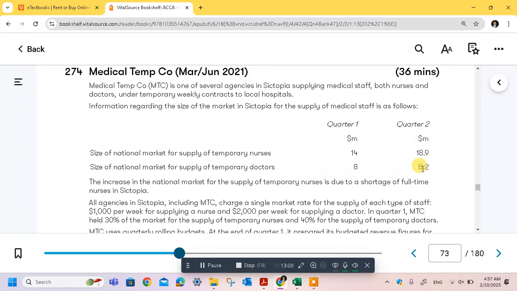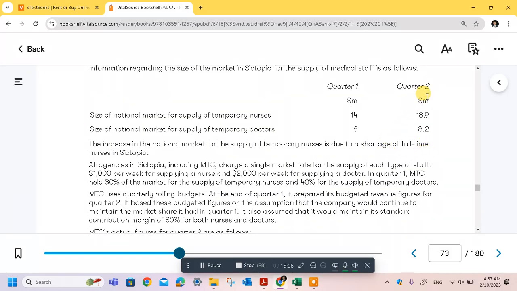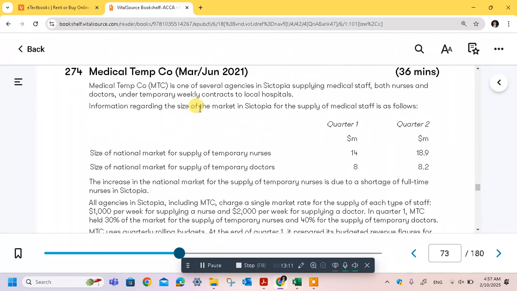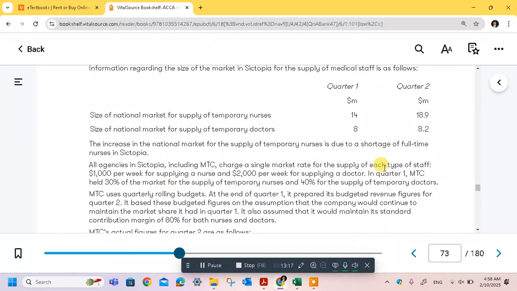This must be the budgeted volume, 18.9 and 8.2. This is the market size. Let's see, information regarding the size of the market is as follows. Yes, this is the overall market size. Of that market size, they have 30% market.